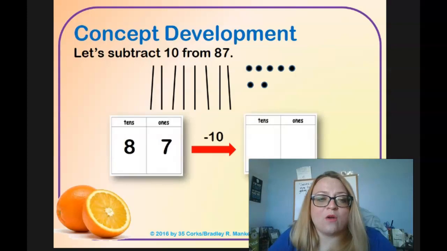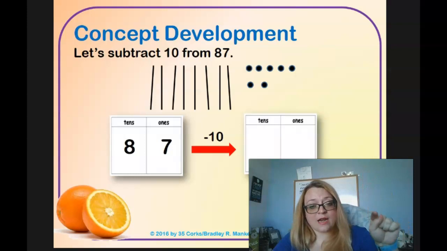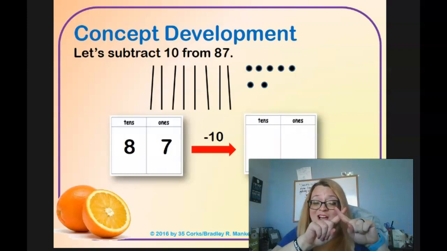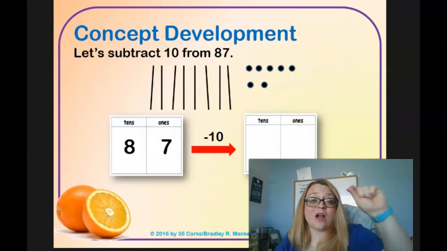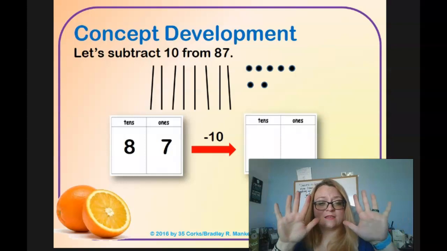So think about, is our number going up or down? Do you need to draw an extra line or do you need to cross it off? Do you need to draw an extra dot or do you need to cross it off? I'm going to give you guys about 10 seconds.